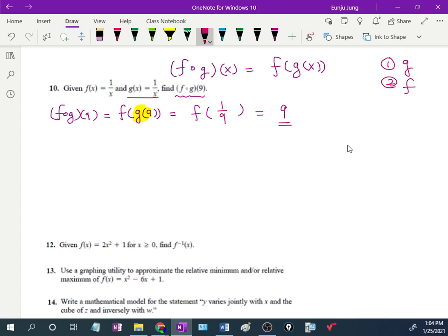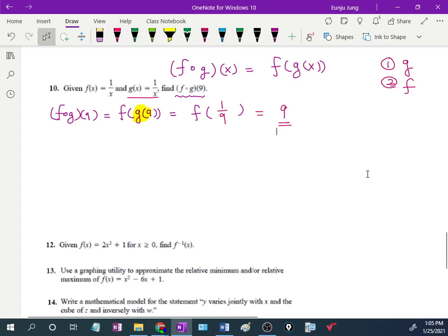So order is important. Which one do we do first? Inside first. Do you see inside from this notation? No. And then rewrite it, okay? Rewrite. Which one is closer to x? The g function. So you do the g function first and then the next one in order. So that was a brief review from Algebra 2, composition with functions.